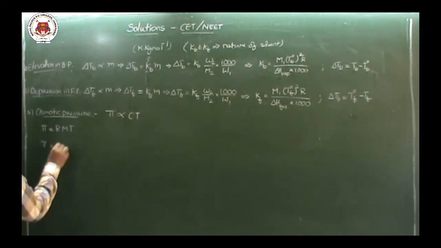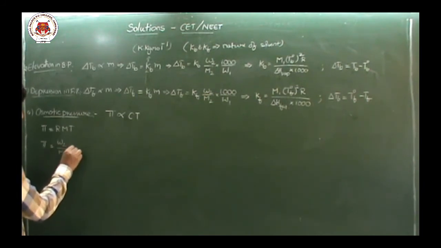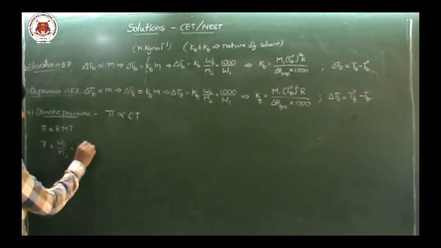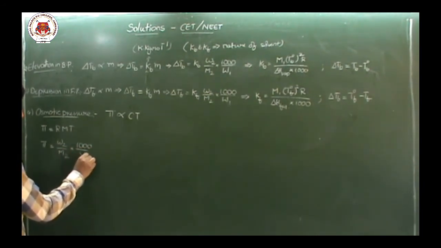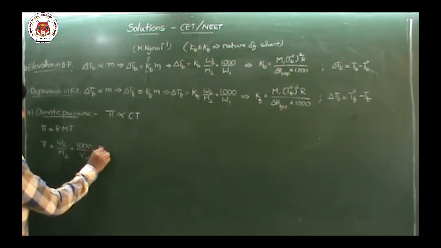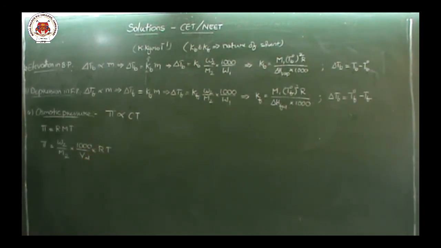And if you want to substitute molarity, you can substitute it as weight of solute by molecular weight of solute into 1000 by volume of solvent in ml, into RT. That is the molarity formula we substituted. And in this we need to remember one thing.